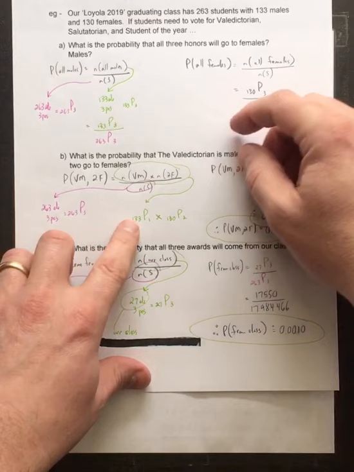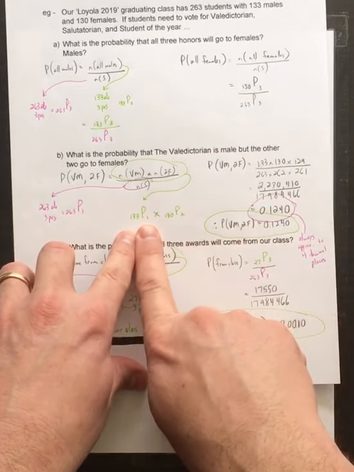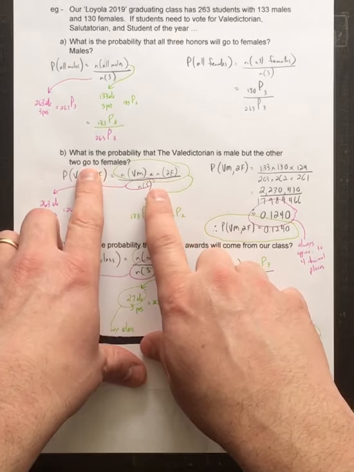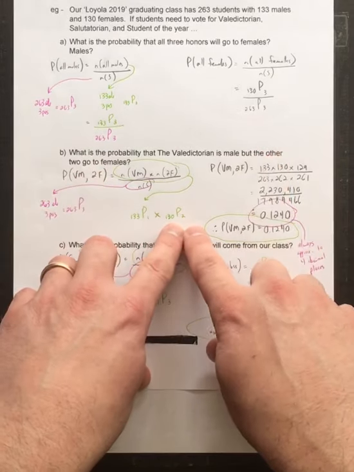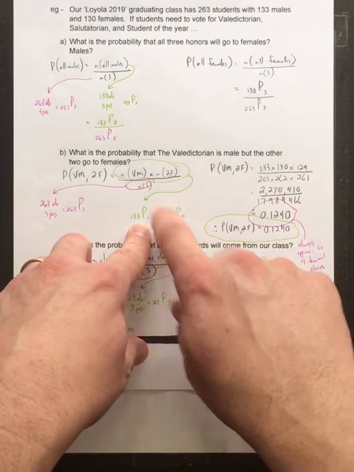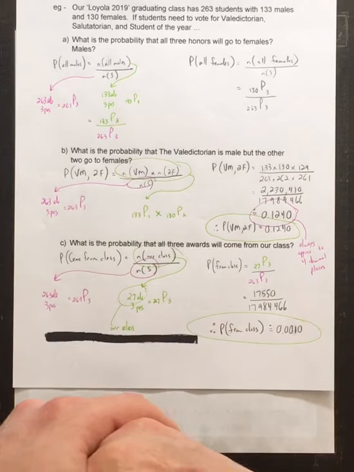They're pretty big. But either way, for me to choose the male valedictorian, that's the valedictorian, 133 P1. For me to choose the female valedictorian, it's going to be 130 P2. Now, it's 1 and then those other 2, so we're going to multiply them as well, and it's fairly specific and prescriptive.